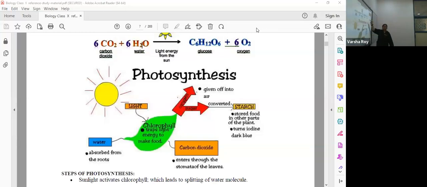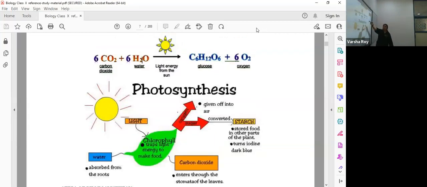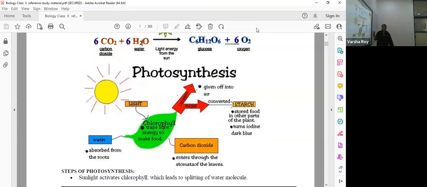So remember, the net equation is this: 6CO2 plus 12H2O, and this is about photosynthesis. There is a light energy. Light is trapped by chlorophyll, which traps the light energy to make the food. Water is absorbed from the roots. Carbon dioxide enters through the stomata of the leaves.